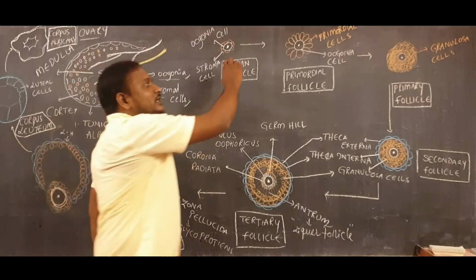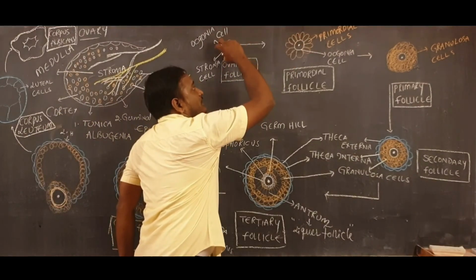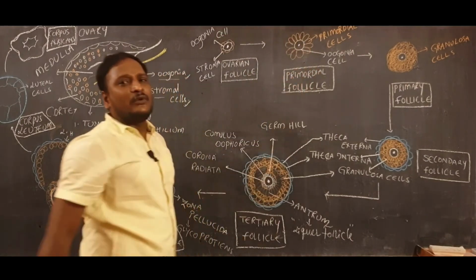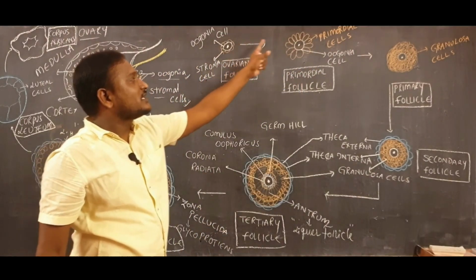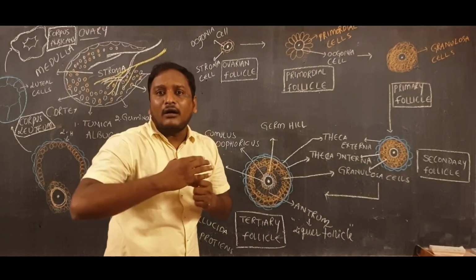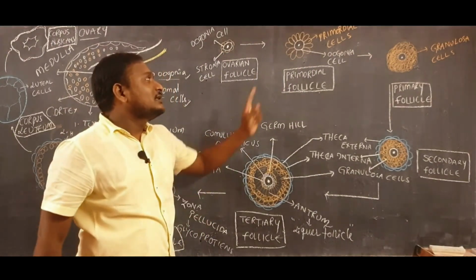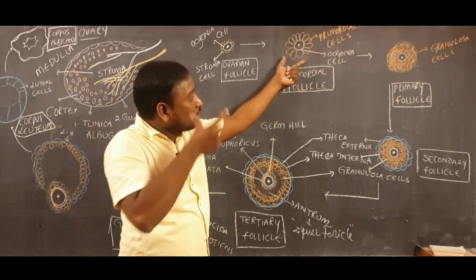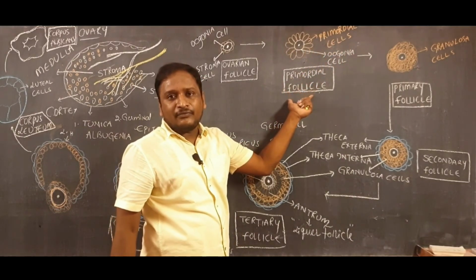And then oogonia cell, that means when the ovarian follicle is changing into primordial follicle, during that what will happen? Stroma cells will become columnar or elongated in nature, and those cells are also called primordial cells, and that follicle is also called primordial follicle.